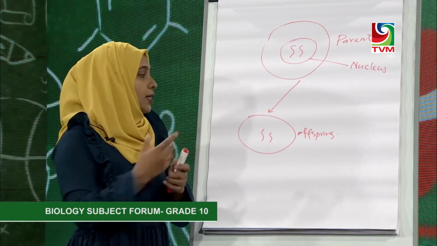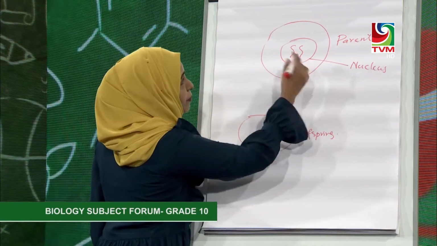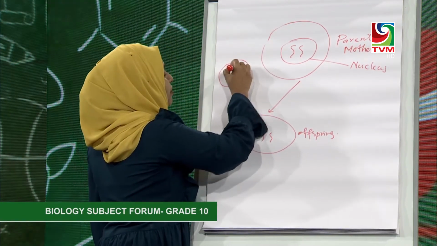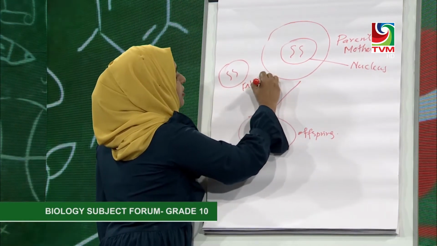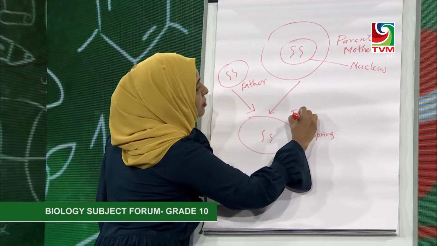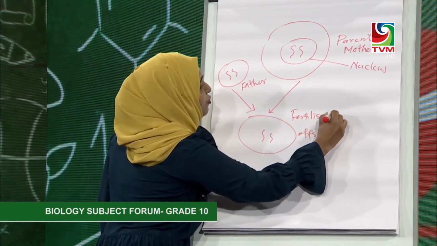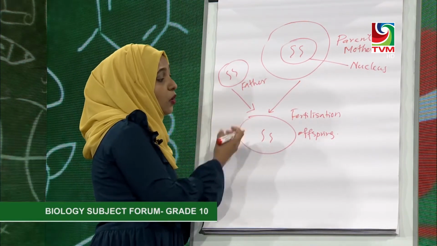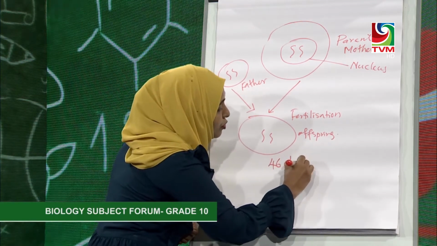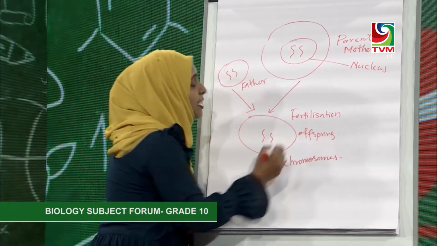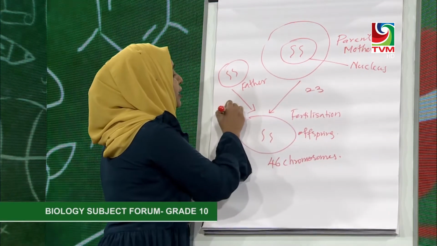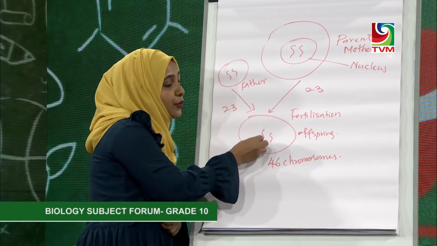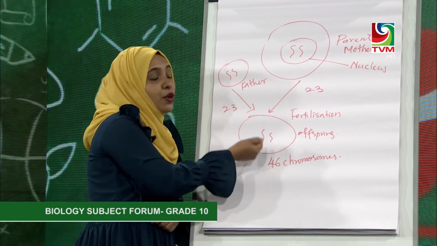Let's just say this is the mother, and this is the father. I'm sorry, this one is a little bit small. And at the time of fertilization, the offspring receives one set of chromosomes from the mother and one set of chromosomes from the father. Altogether, we humans have 46 chromosomes. So it is 23 from the mother and 23 from the father. So the genetic material in the parents is transferred to the offspring in the form of chromosomes.